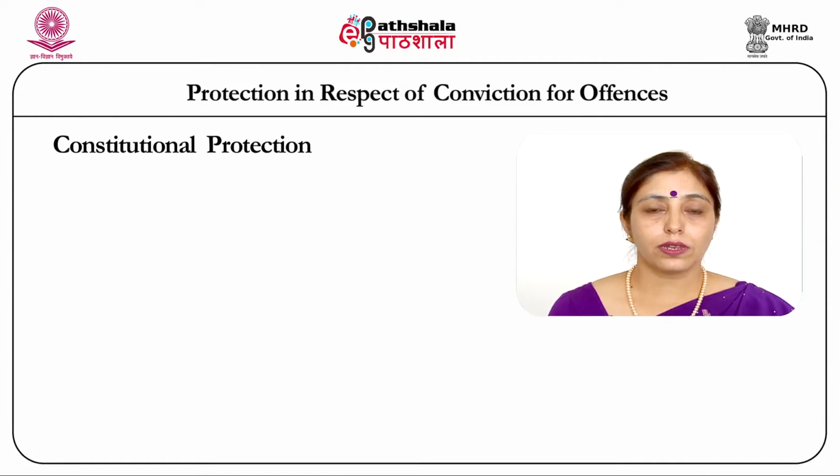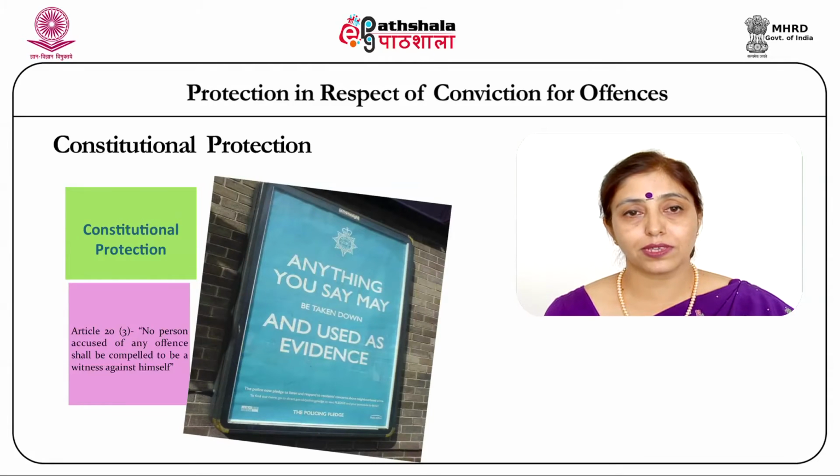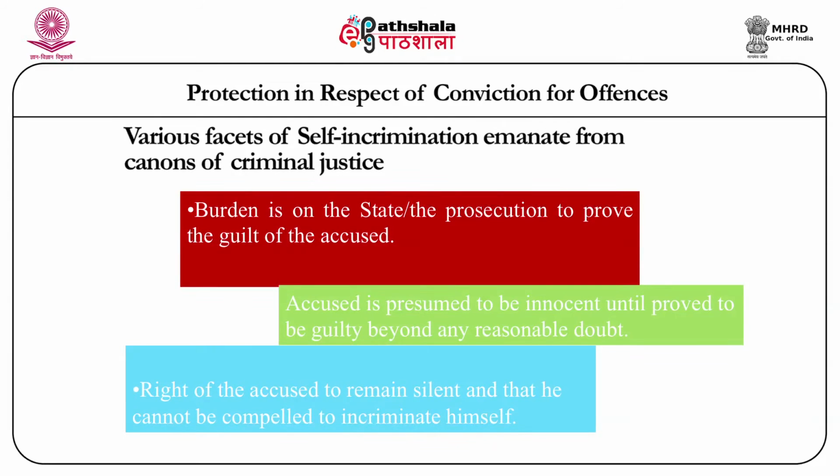This constitutional protection, as provided by Article 20, Clause 3, makes it very clear that no person accused of any offence shall be compelled to be a witness against himself. This right is very important because whatever a person says may be taken down and used as evidence against him. There are various facets of the right against self-incrimination that emanate from the principles of criminal law. The first such principle is that the burden to prove the guilt of the accused is on the state or the prosecution. The accused is presumed to be innocent until proved guilty beyond any reasonable doubt, and lastly, that the accused has the right to remain silent and cannot be compelled to incriminate himself.